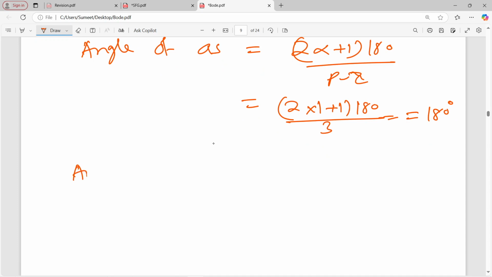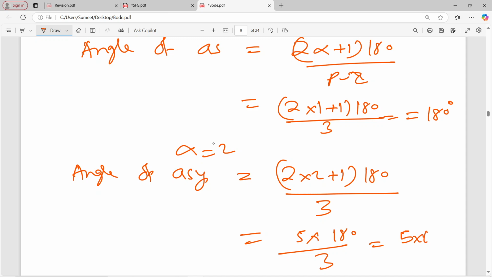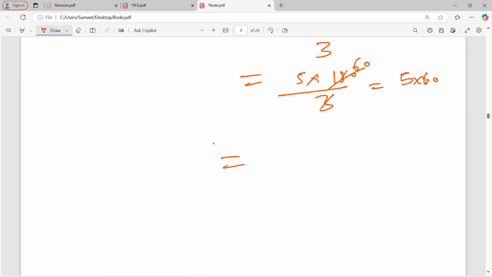Now the third angle of asymptote: here we have to take alpha equal to 2. So (2 into 2 plus 1) into 180 upon p minus z, which is 3. So 5 into 180 upon 3. 180 upon 3 is 60, so 5 into 60 is 300 degree. So these are the three angles of asymptotes.